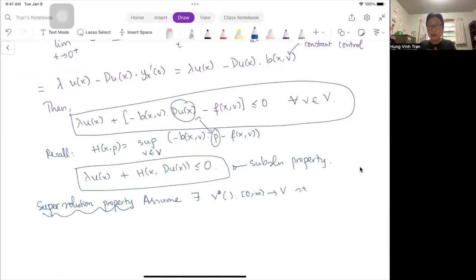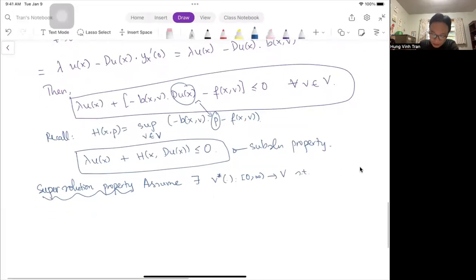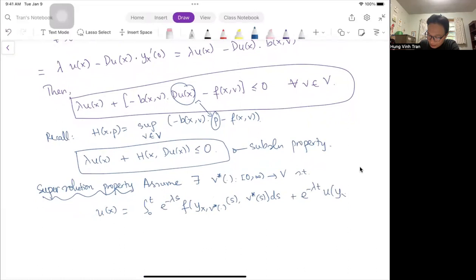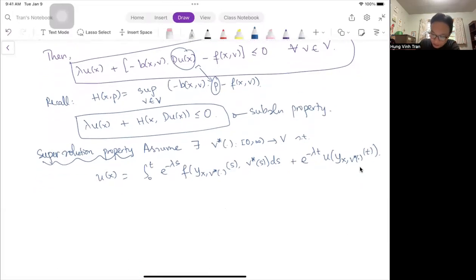such that this optimal control does minimize the cost functional, right? Or in other words, I do have u(x) equals the integral from 0 to t of e to the minus lambda s f(y_x(s), v star(s)) ds plus e to the minus lambda t u at y_x(t). So for this optimal control, everything is optimal, right? So I have equality. Let me highlight it. Again, we don't know whether we really have an optimal control or not, but let's suppose so.